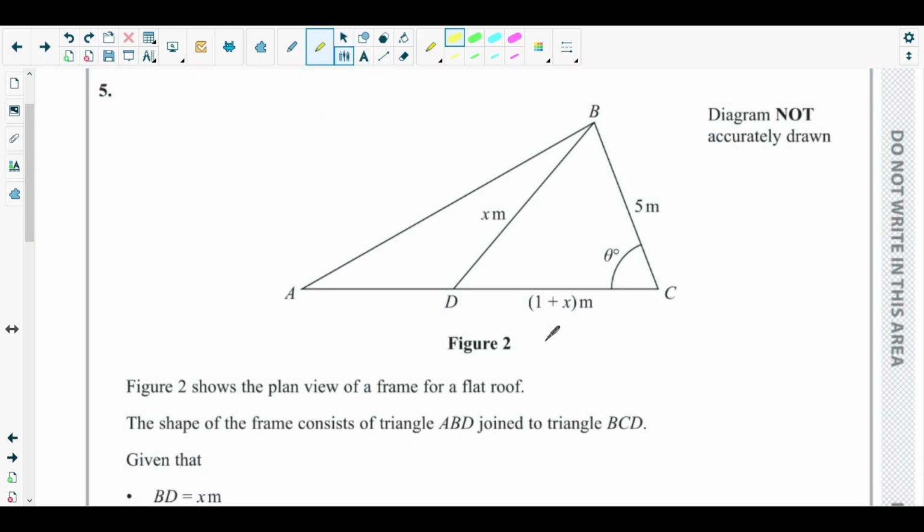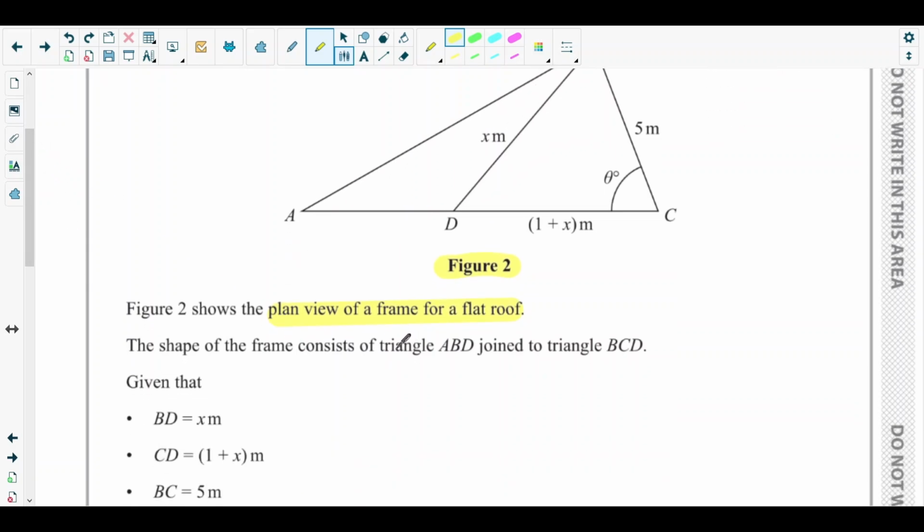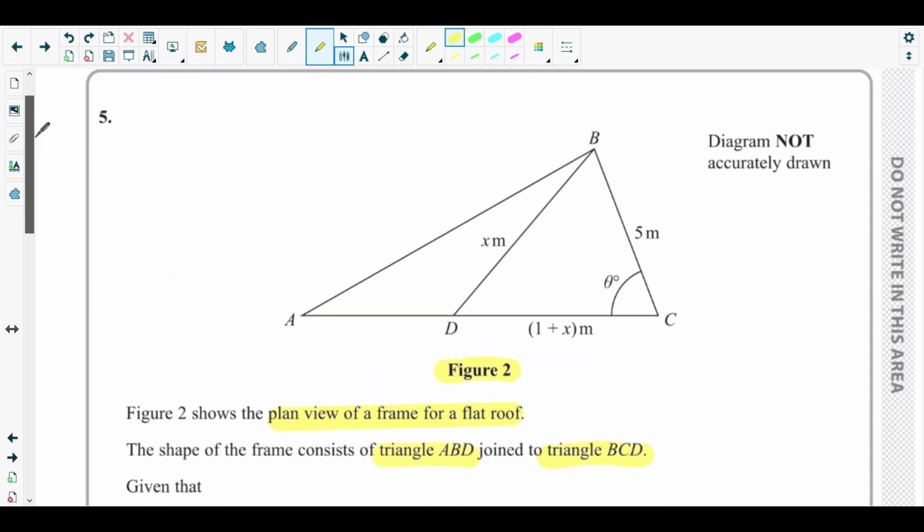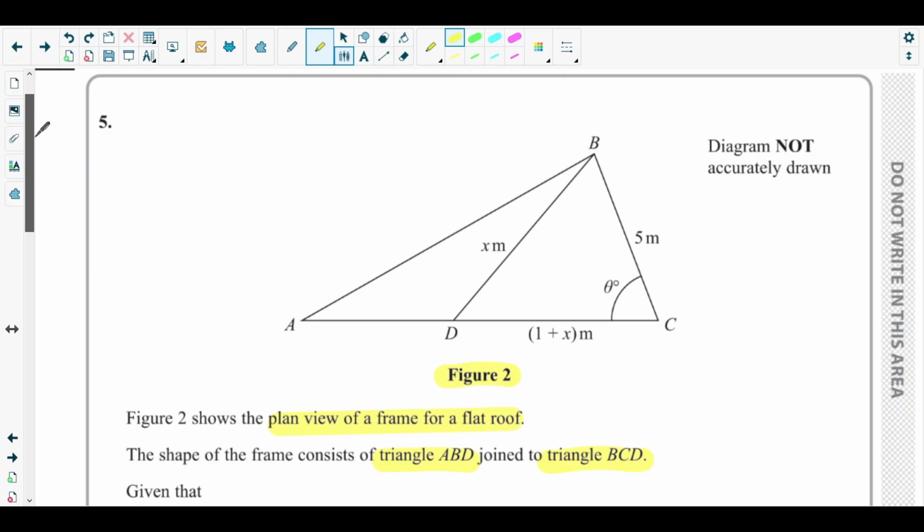Right at first you can see Figure 2, the second figure of the paper. Here there is a triangle ABC. Figure 2 shows the plan view of a frame for a flat roof. The shape of the frame consists of triangle ABD joined to triangle BCD.